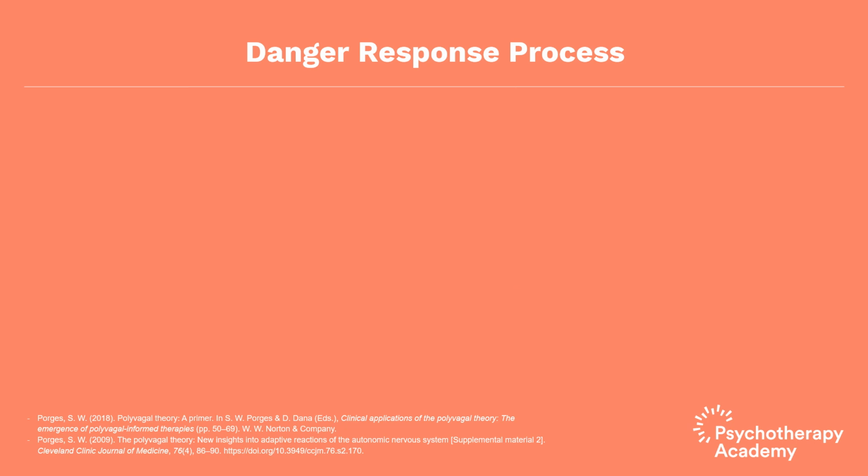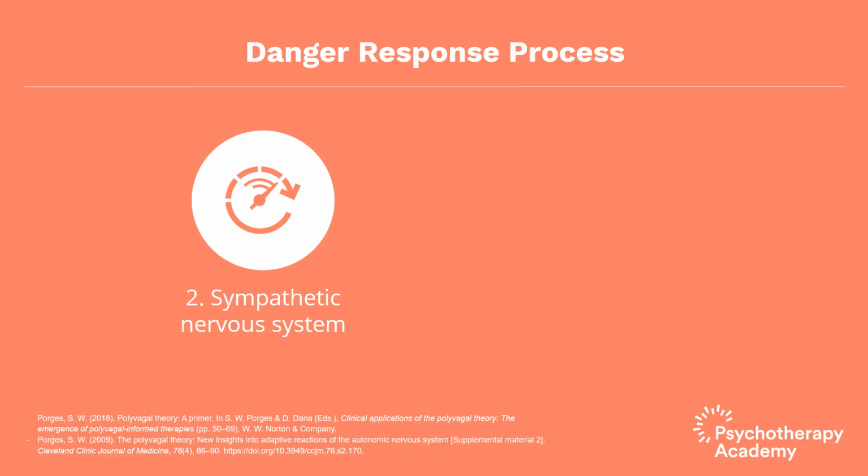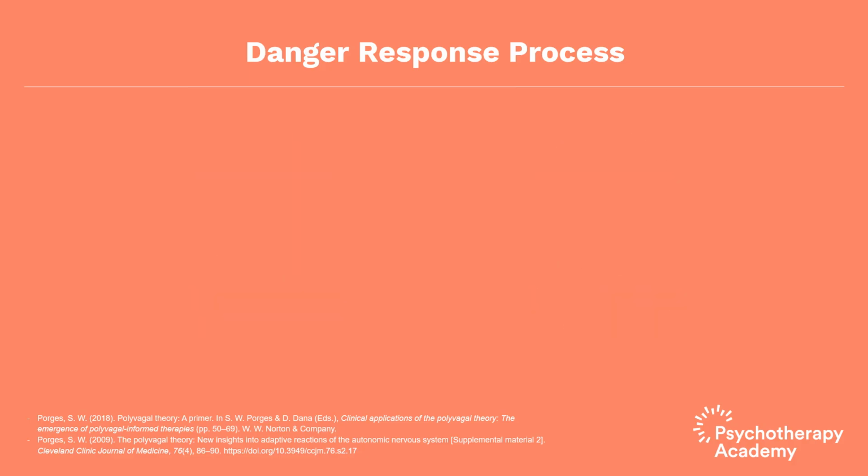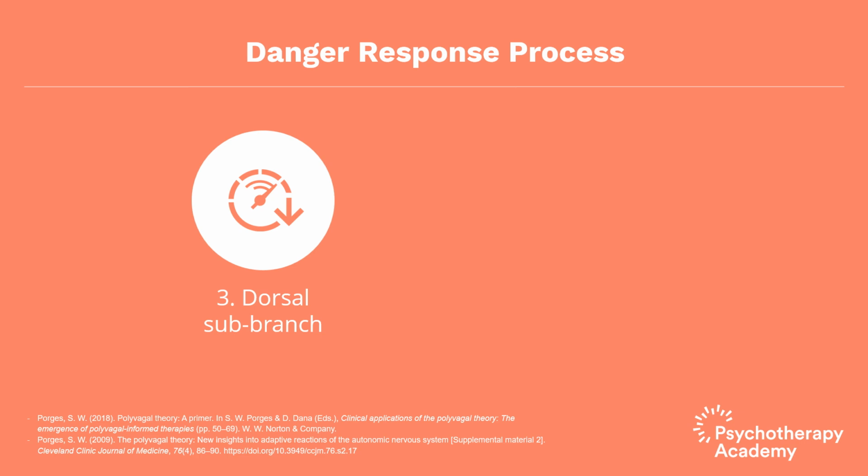If the danger or crisis persists, then the second part of the nervous system to be activated is the sympathetic. Remember, the sympathetic nervous system is like the accelerator. Now the organism is ready for fight or flight. If fight or flight does not do the trick, does not get the job done, and the threat persists, now the dorsal sub-branch of the parasympathetic nervous system is activated. Remember, that is the part of the nervous system that's like the brake. So now the organism freezes, either dissociates or faints.